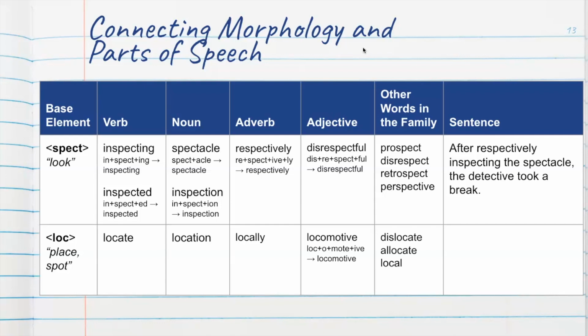So being able to connect morphology with parts of speech helps our English as additional language learners see the trees in the forest. They see how it's all kind of connected. So you can take a base element such as SPECT and show them how it becomes a verb, it becomes a noun, it becomes an adverb, it becomes an adjective.